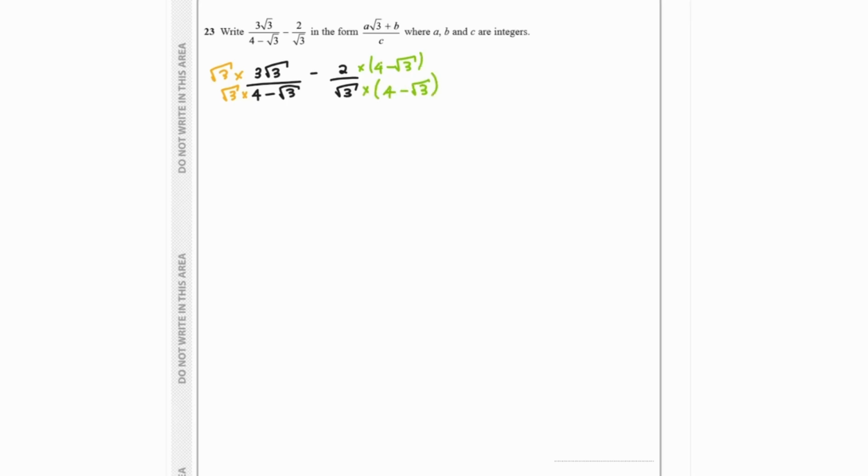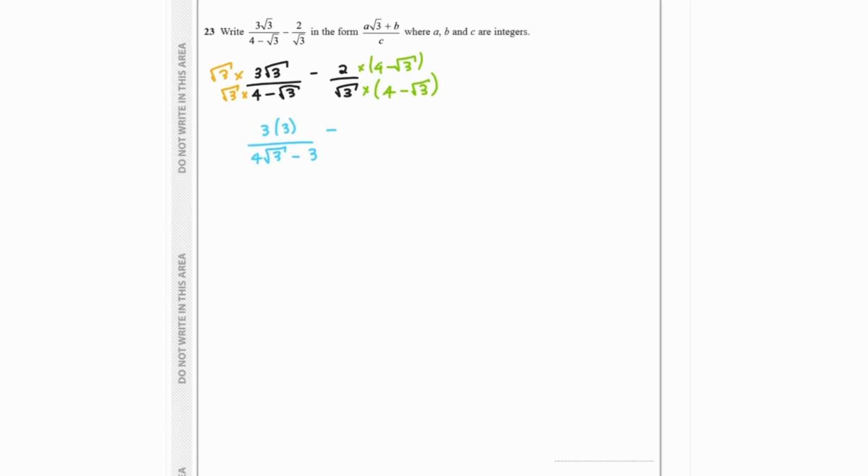So for the first fraction in the numerator, the 3 would remain, but the root 3 times root 3 would just become a 3, so we can write this as 3 times 3. And in the denominator, if we do 4 times root 3, that gives us 4 root 3, and the root 3 multiplied by the minus root 3 would just give us minus 3.